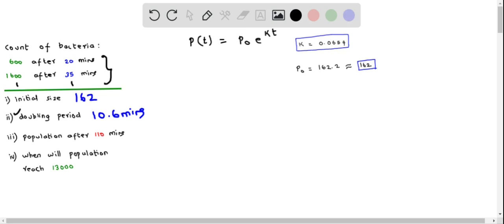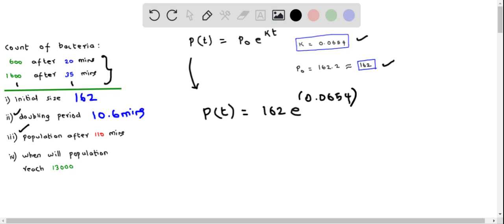We now determine the population after 110 minutes. So for that, we first rewrite this population model using the values of P naught and the growth factor k, which we have already determined. So we write P of t, and this equals P naught replaced as 162 e raised to the power of, replace k by 0.0654 times t. Now we should find the population after 110 minutes, and this means we are looking for P of t when t equals 110. So replace t by 110 into this equation.